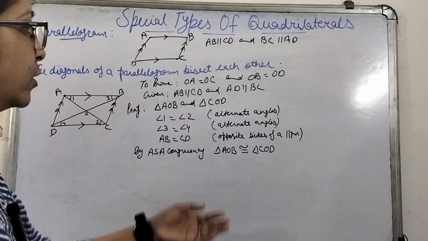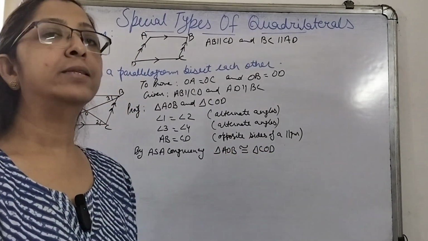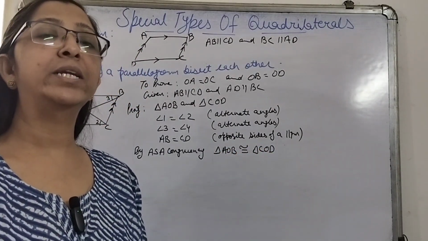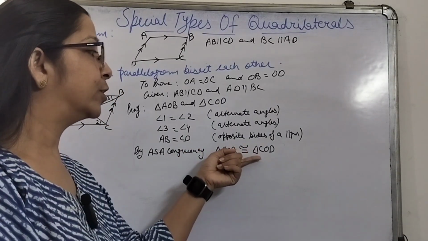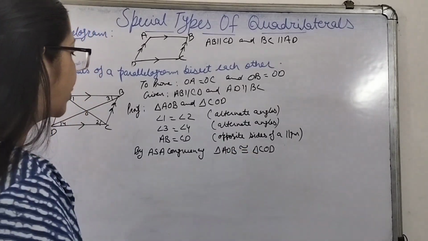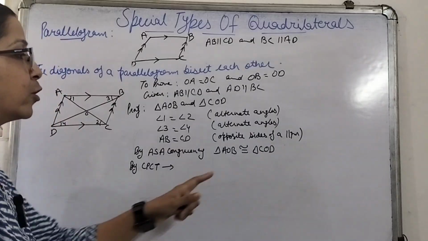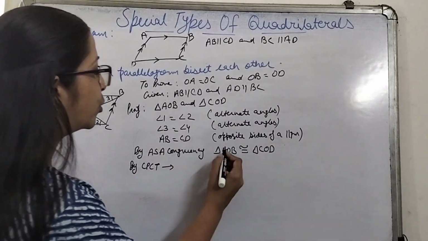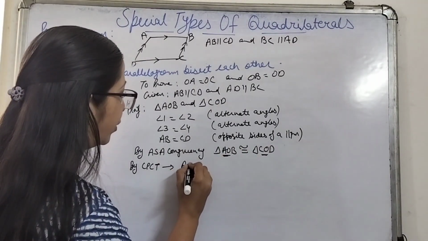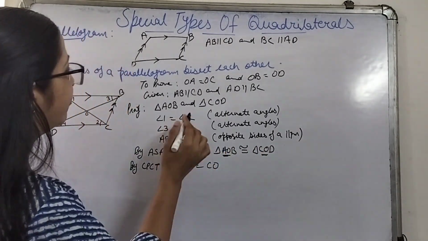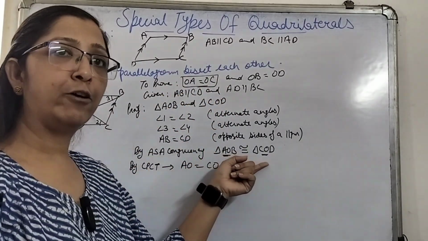These two triangles will be congruent, and we know if the triangles are congruent, then by CPCT their corresponding parts will even be equal. Now just now we have proved that the triangle AOB is congruent to your triangle COD. So by CPCT, their corresponding parts will be equal. So AO corresponds to your OC. So AO will be equivalent to your CO. We need to prove that AO is equivalent to OC. So one of the things we have proved.